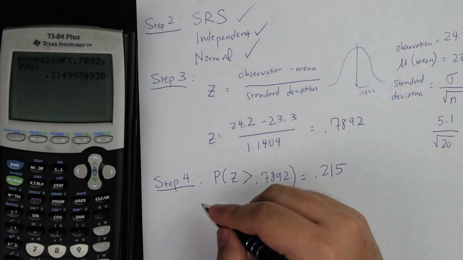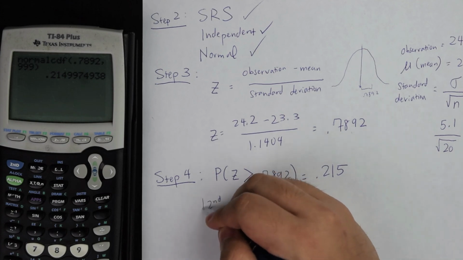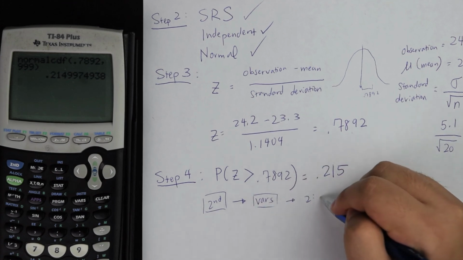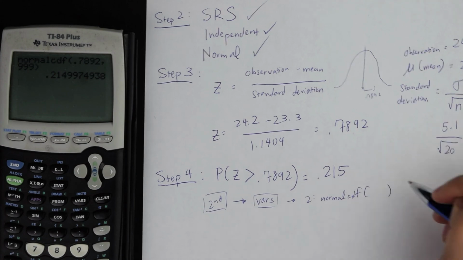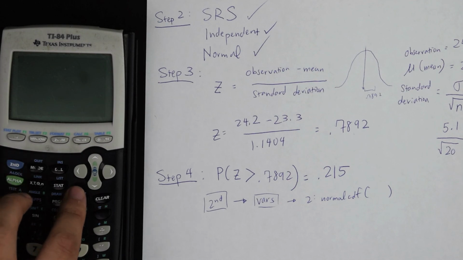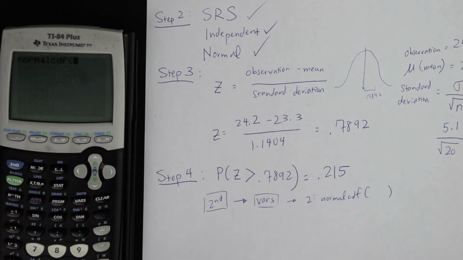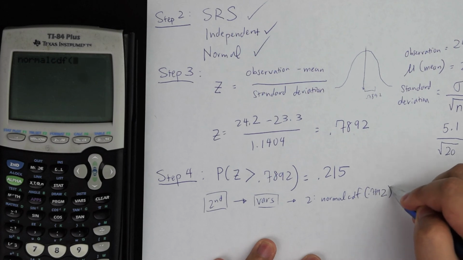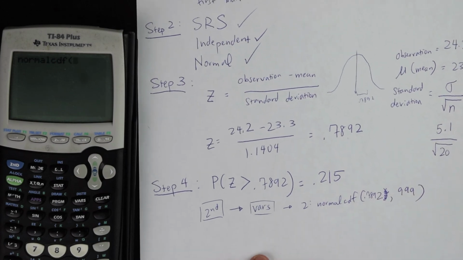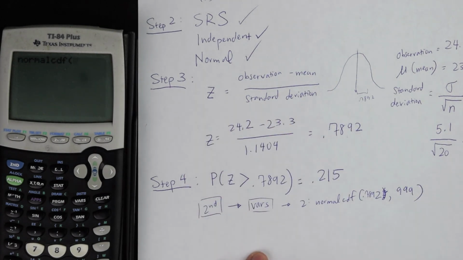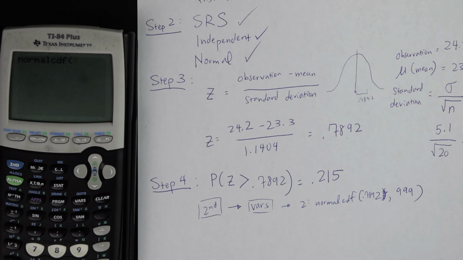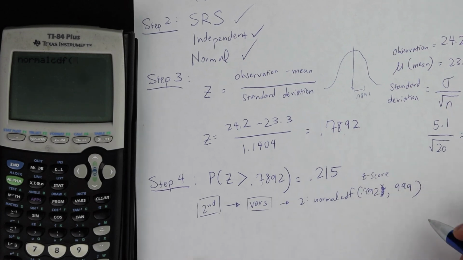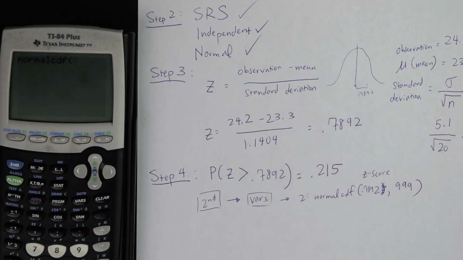The way I was able to compute this is first, as I mentioned before, I pushed second on the calculator. I went to vars, and then I clicked number 2, which will say normal CDF, parentheses. So I'm going to show it one more time. Second vars, go down to number 2, enter. The reason why afterwards I wrote 0.7892 comma 999 was because the question is asking me to go on the right-hand side. So that means that when I'm doing this test right here, I need to make sure to test the right-hand side. The procedure for that is I first put the z-score value right here, and then afterwards put 999. And that's where I got 0.215. And so now step 5.